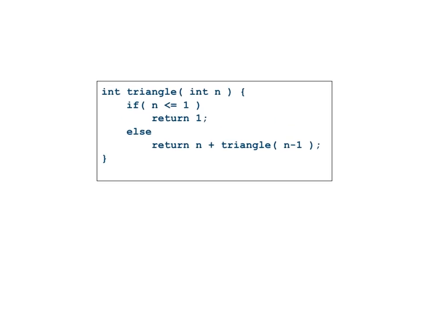There's 2 parts to this method. In fact, there's 2 parts to every recursive method. And that is, first, each recursive method must have the recursive call. That's the obvious part. It can't be a recursive method without there being a recursive call. And in this case, that is triangle(n minus 1).